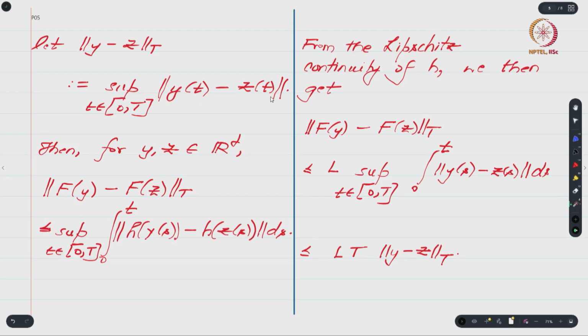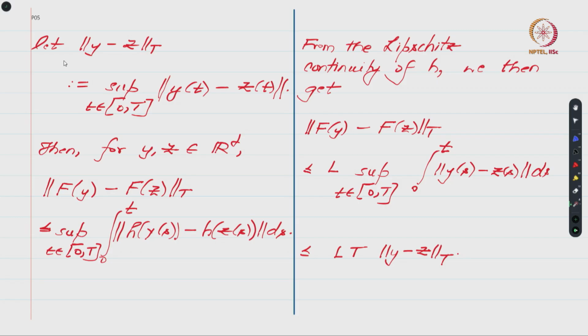So y(t) minus z(t) are two d-dimensional vectors. We compute their difference, and this norm is your norm of choice in the d-dimensional space. For example, this could be the Euclidean norm. So you take this distance and take the supremum over little t in 0 to capital T. Whatever the supremum is, it will be some real number, and that number you assign to the value of this metric.